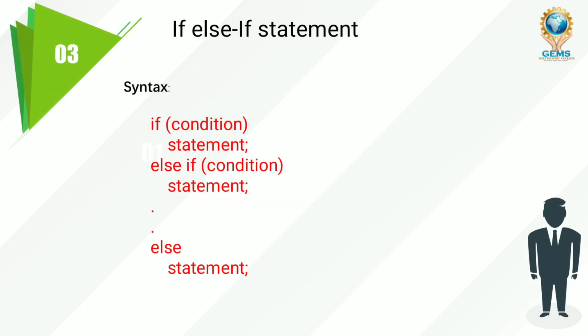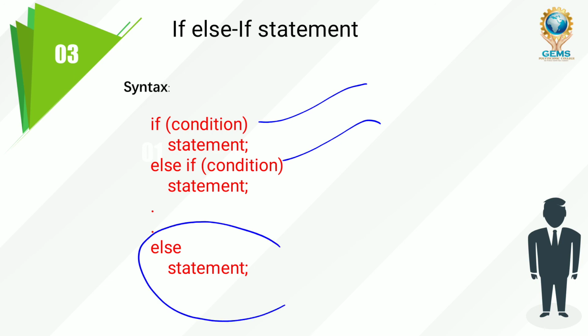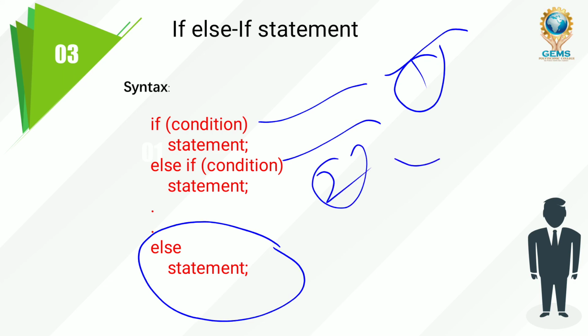So here condition, again condition. In if-else if, if these conditions fail, then it will come to execute this part. If it is true, this part will execute. If condition 1 is true, this part is going to execute. If condition 2 is true, this part is going to execute. If both fail, the else part will execute by default.